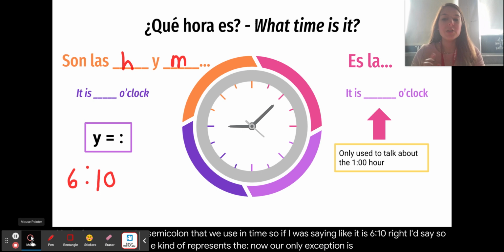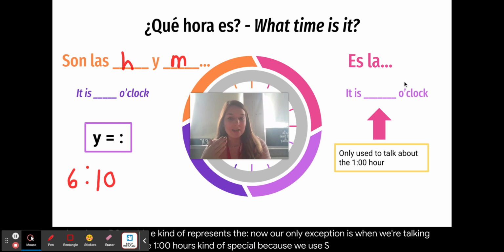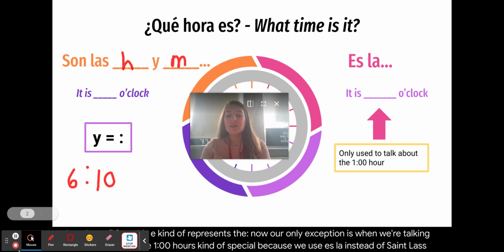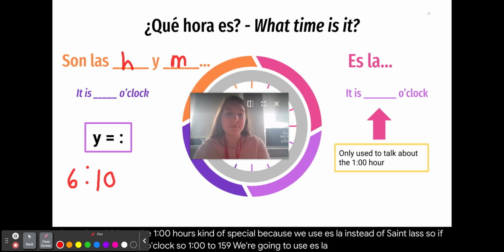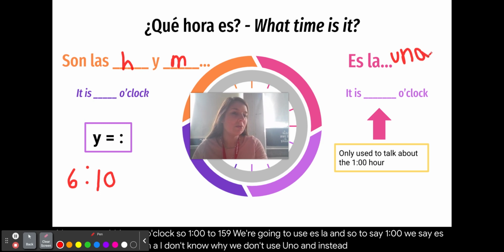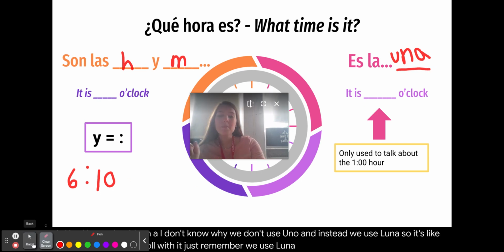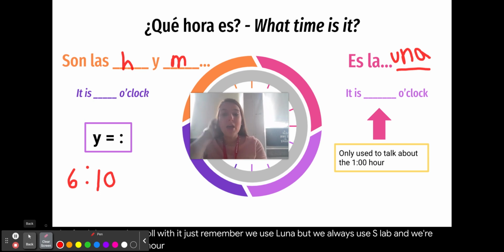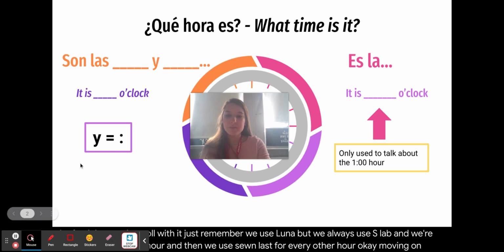Now our only exception is when we're talking about the 1 o'clock hour. The 1 o'clock hour is kind of special because we use es la instead of son las. So if it's any time within the 1 o'clock hour, so 1 o'clock to 1:59, we're going to use es la. And so to say 1 o'clock, we say es la una. Una ends with an A. I don't know why we don't use uno. Instead, we use una, so it's like the feminine one. Just roll with it. Just remember we use una. But we always use es la when we're talking about the 1 o'clock hour, and then we use son las for every other hour.